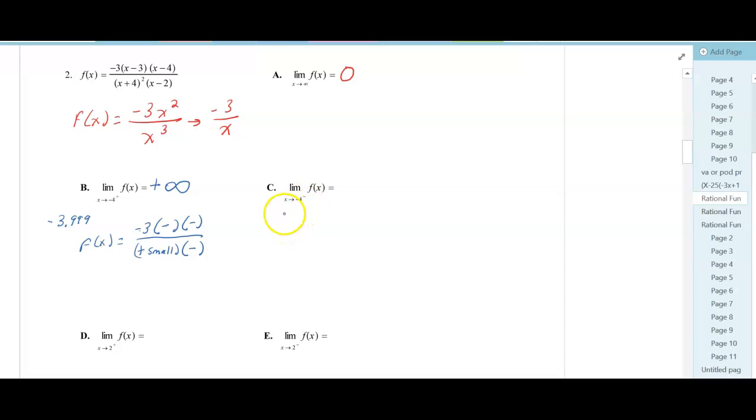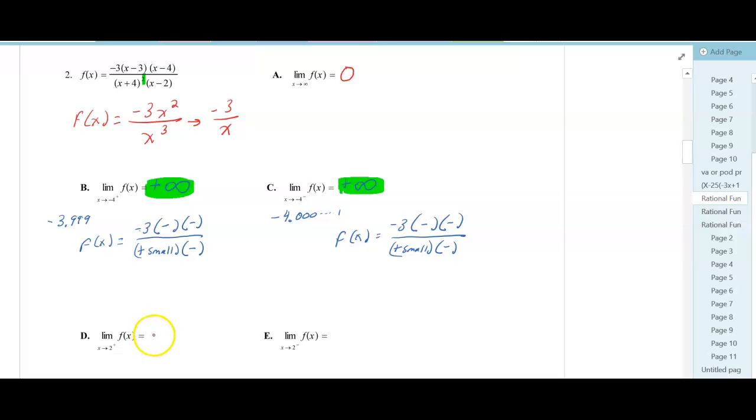Part C, negative 4 from the left, so negative 4.0001. So f of x is going to be negative 3 times a negative times another negative, divided by x plus 4, which is negative, but when you square it, you're going to get a small positive, times another negative. So we have 4 negatives, so this is going to go to positive infinity again. Notice both are going to positive infinity, and that exponent is 2.